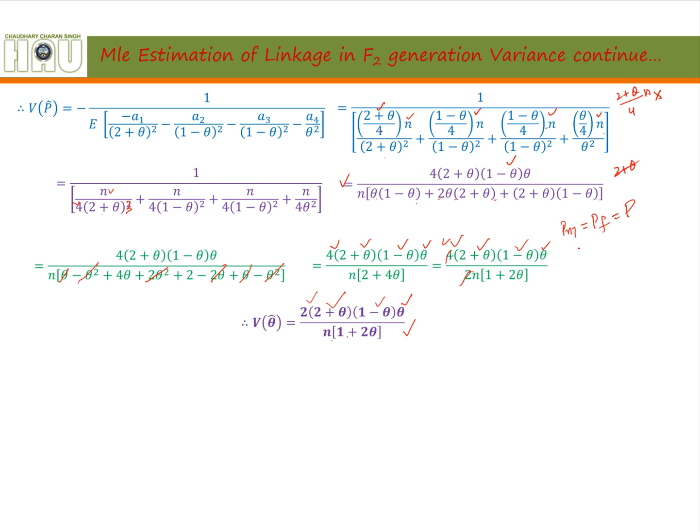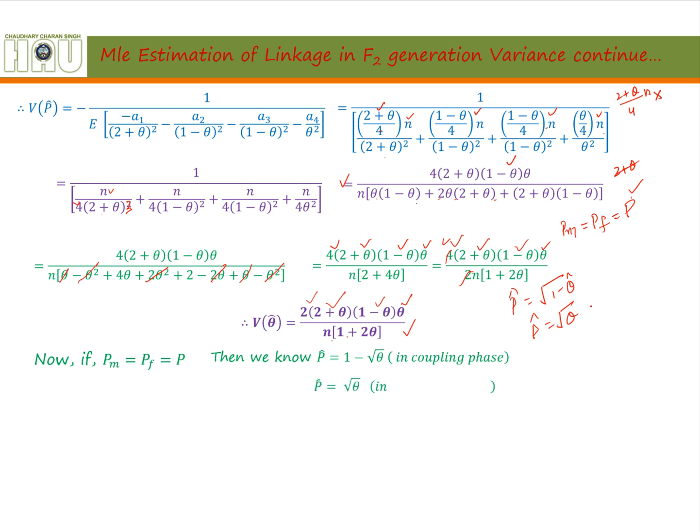If the recombinant fraction in male and female are the same, then what happens? Then we know that P cap can be estimated by 1 minus root theta cap in coupling phase, and in repulsion phase P cap is nothing but root theta, as we derived earlier. So in repulsion phase it is root theta. So now we will use a result.